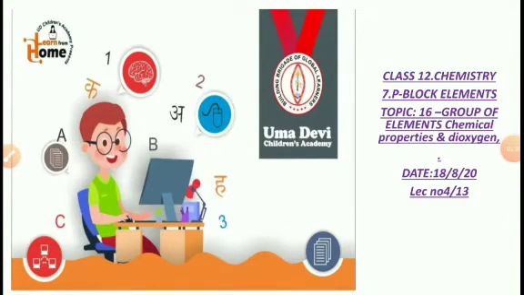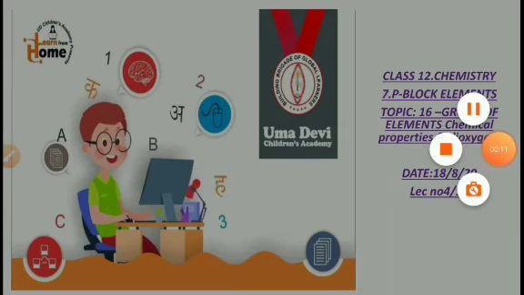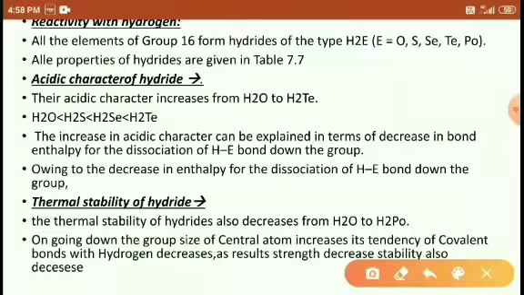Today we are going to discuss the Group 16 element properties and the dioxygen and ozone properties. Right students? Reactivity with hydrogen. All the species oxygen, sulfur, selenium, tellurium, polonium react with hydrogen to form the general formula H2E. E means this element. Right students?